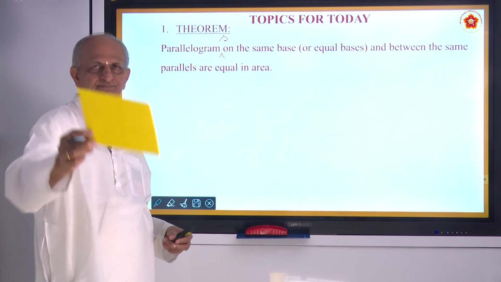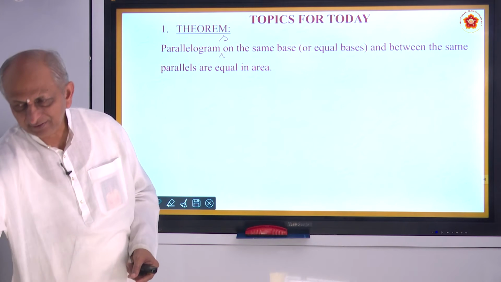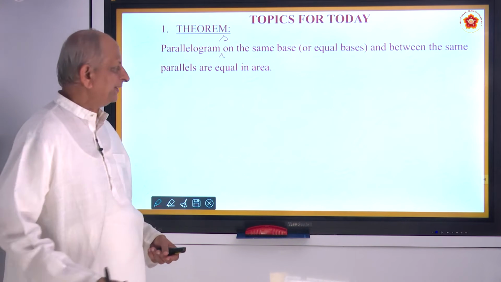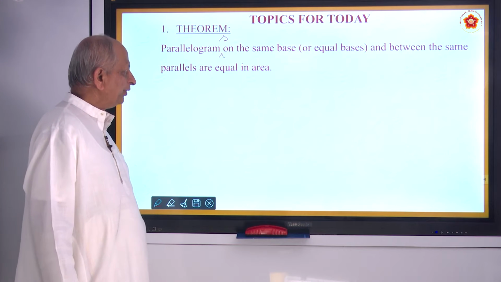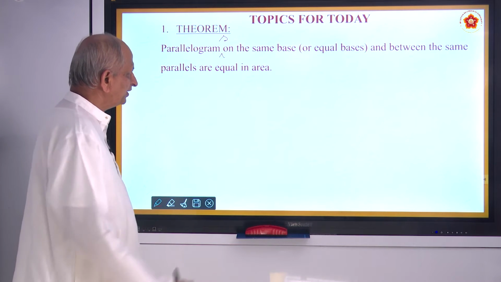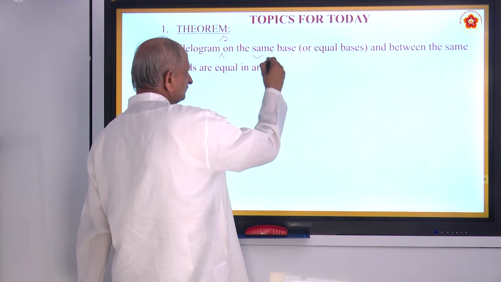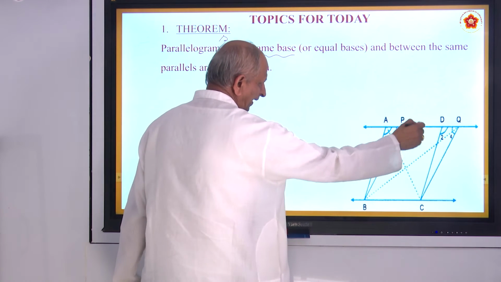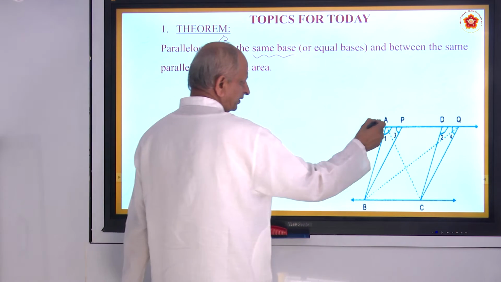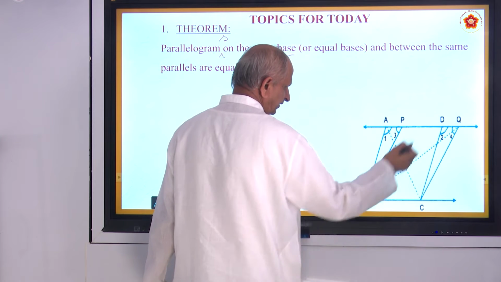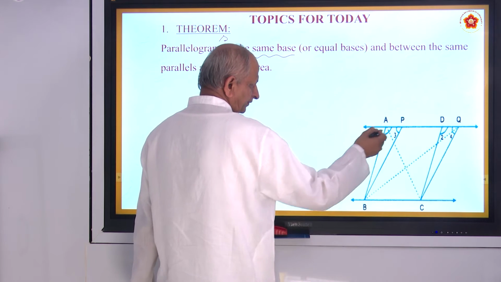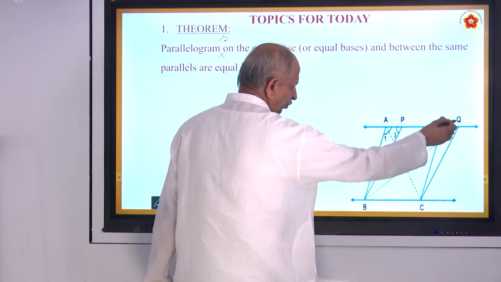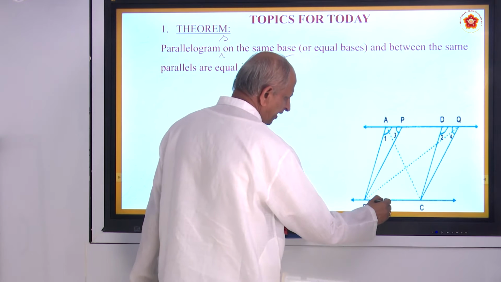This is a parallelogram. Have you prepared it? Of course, some of you might have prepared it. Now you have to prove that parallelograms on the same base, or you say equal base. So these are the two parallelograms. One is called ABCD, another is PBCQ. They are on the same base.